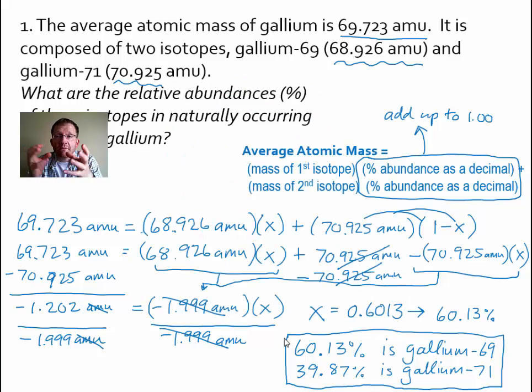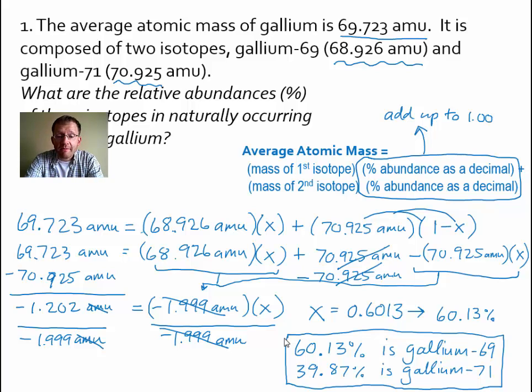gallium-71. Now, there may be some nuclear stability that makes some of them more dominant than others and so forth, and some elements form as other elements decay by radioactive decay. And so there's lots of complications as to why is 60% of it gallium-69. That why is a much bigger question than we need to answer. But for now, we can calculate out through a math problem like this that gallium-69 is the dominant isotope, 60.13%. About 3 out of 5 isotopes of gallium are gallium-69, and the other 39.87% is gallium-71.